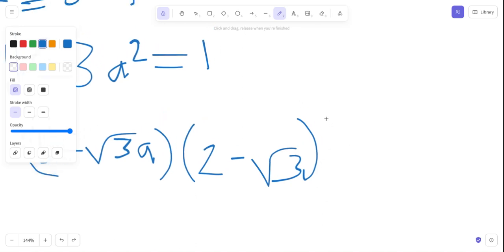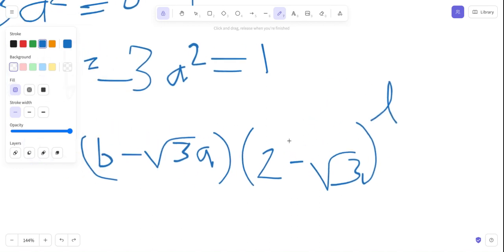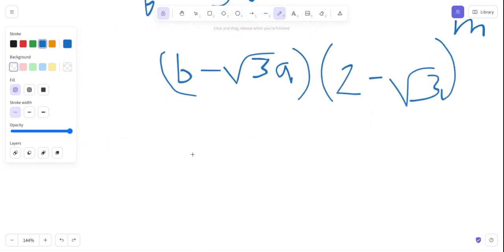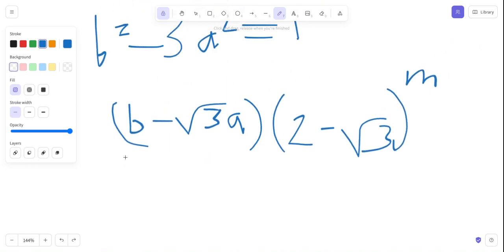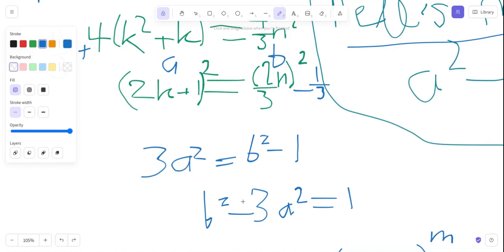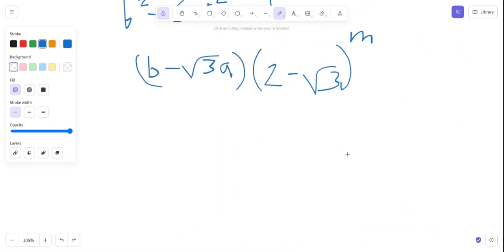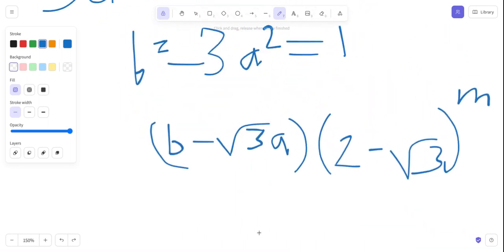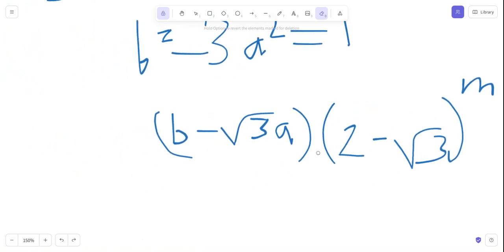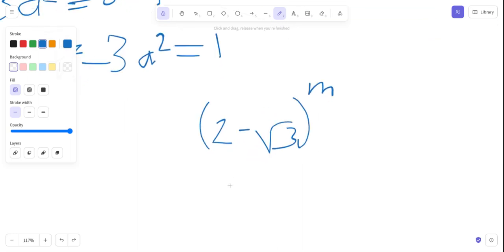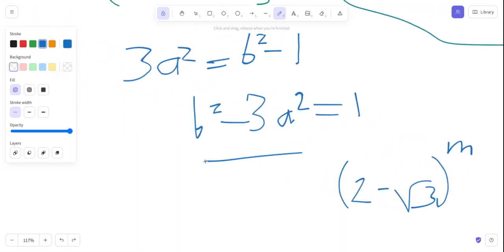I'm going to call it the mth power. And this would give us some other number, a minus b root 3, and we would get another pair which satisfies this. So actually, we would start with this and then multiply out powers, and we would get solutions to this equation. That's how Pell's method works.